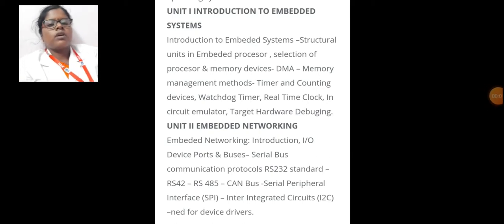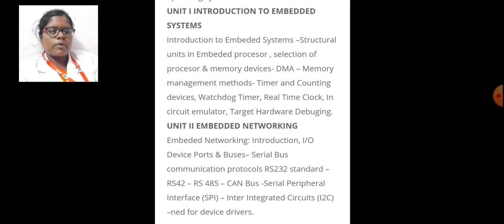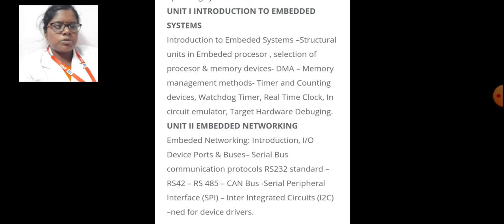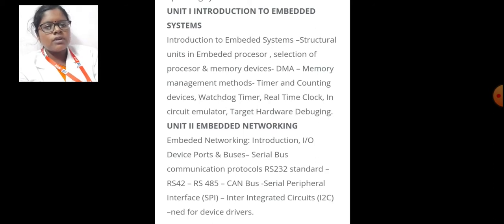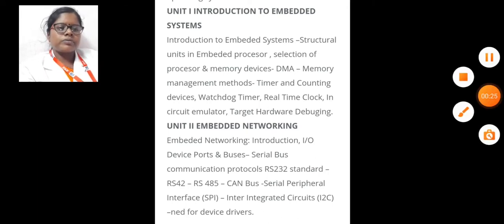In unit 1 we have seen all the topics in introduction to embedded systems, structural units in an embedded processor, selection of processor and memory devices, and DMA memory management methods. In the previous class we saw timer and counting devices, watchdog timer and RTC, real time clock. Today we are going to see in-circuit emulator and target hardware debugging.